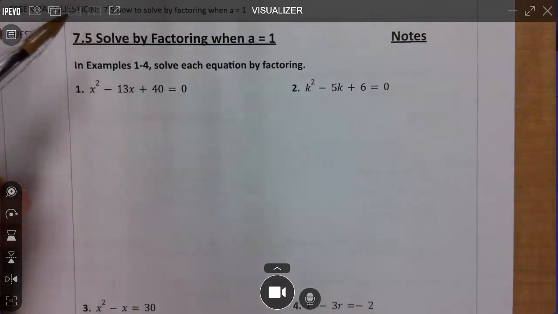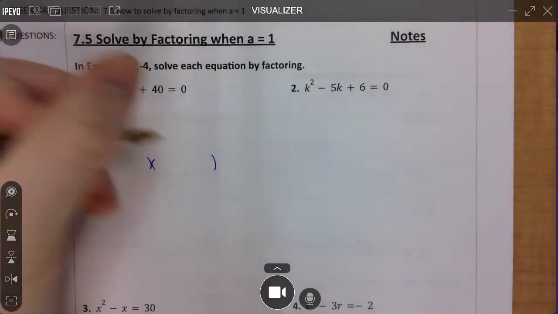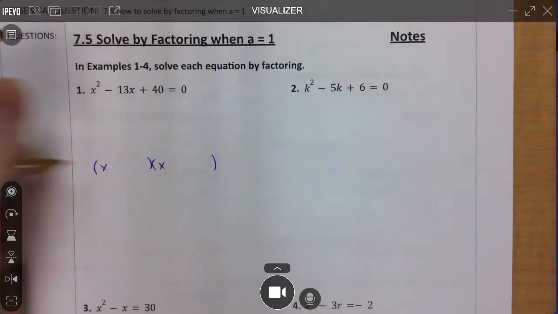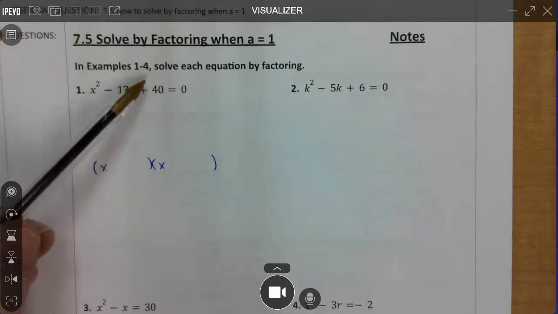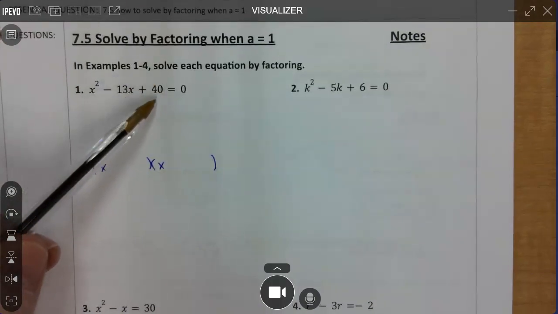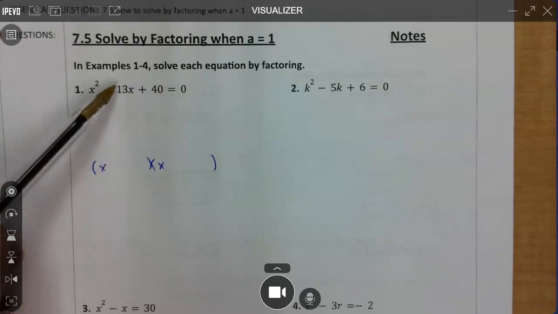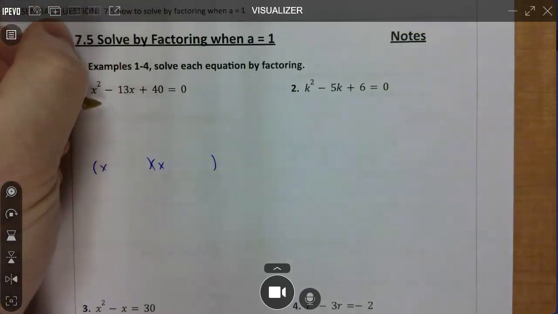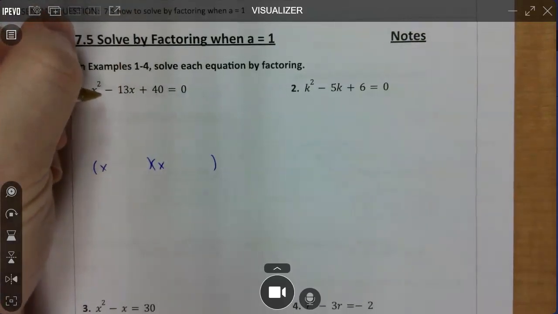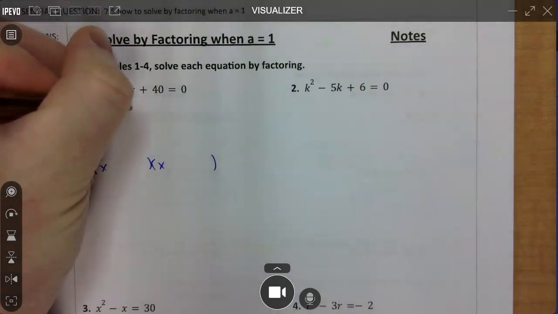So x squared minus 13x plus 40. I'm going to make my two parentheses. I'm going to go x and x. The last number is positive, so both numbers that I multiply together to make 40 have to be the same sign. Because the middle term is negative, both numbers have to be negative. So I'm thinking I have -1 and -40.